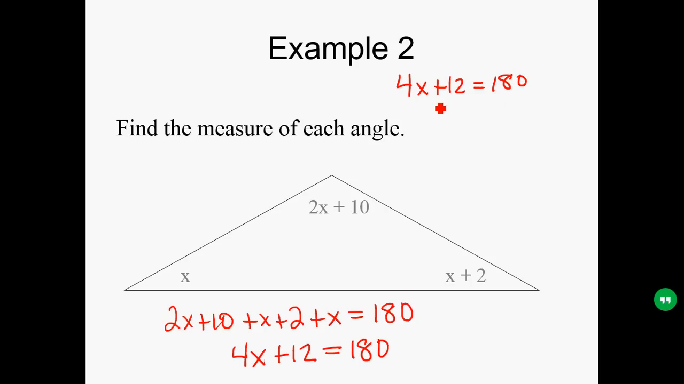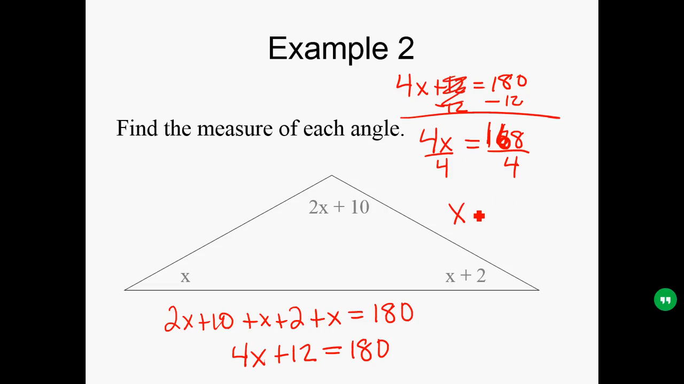Subtract the 12 from both sides. Your 12 is gone, and you end up with 4x equal to 168. Now divide both sides by 4, and you get x equal to 42.